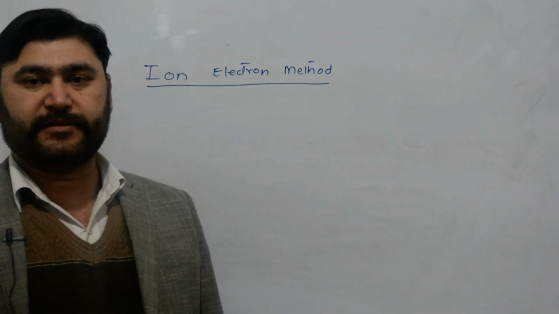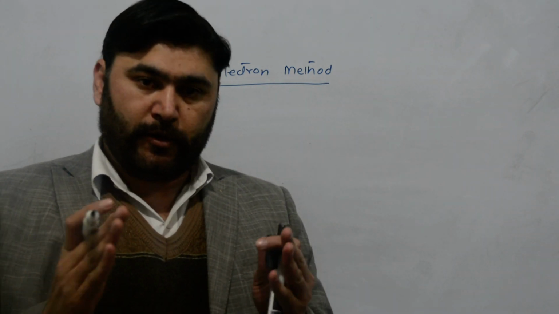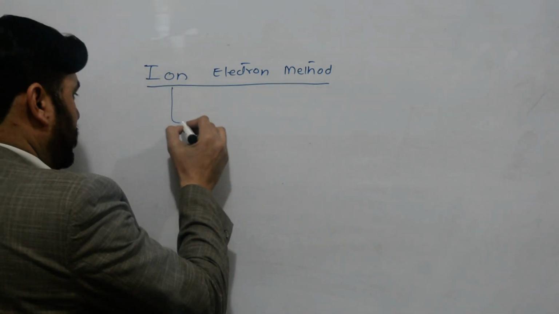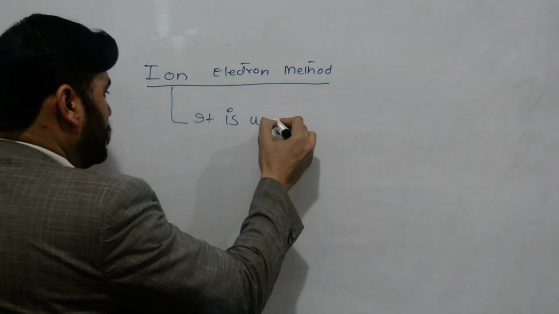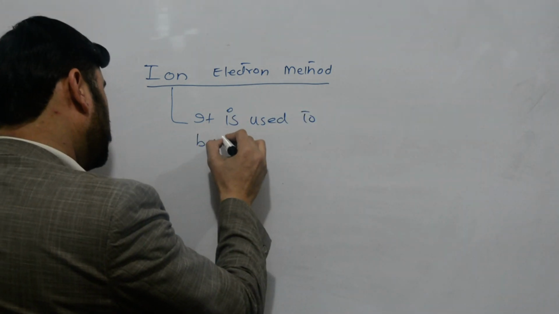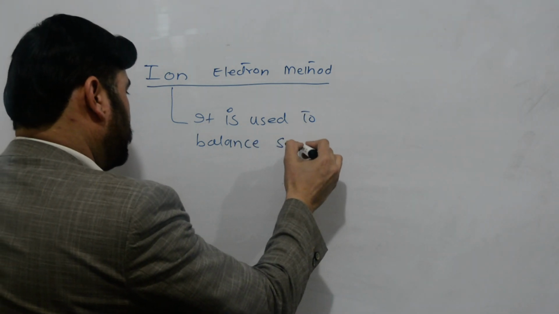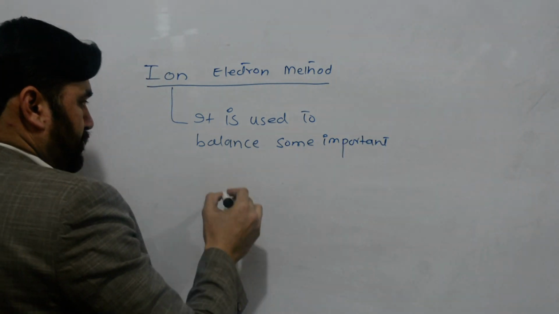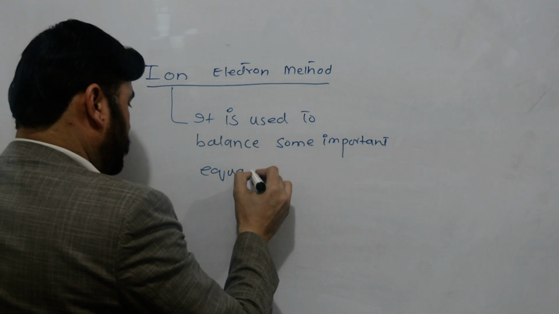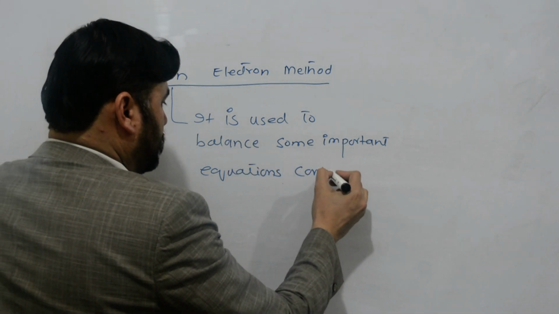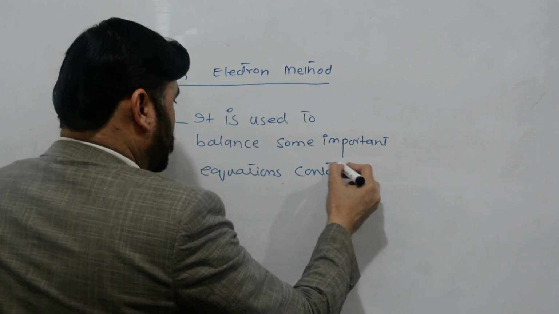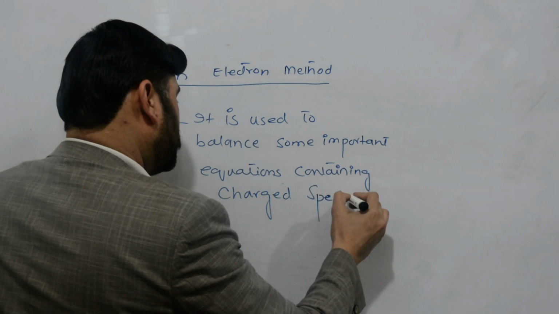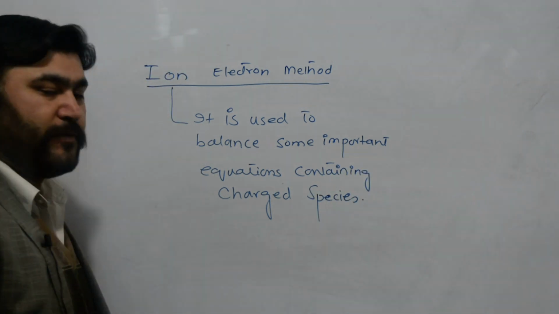Ion electron method is basically one of the most important methods to balance any chemical equation. It is used to balance some important equations containing charged species. So it is very important.